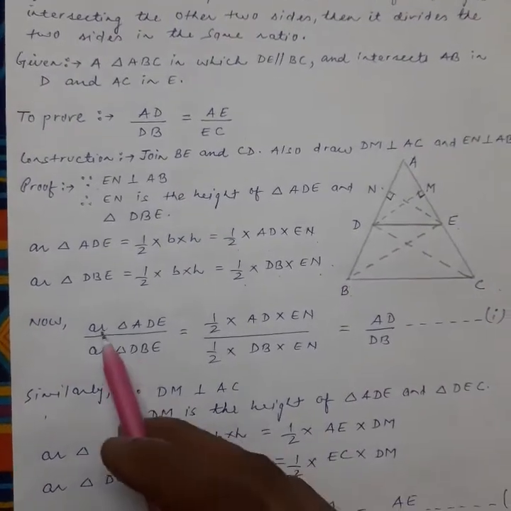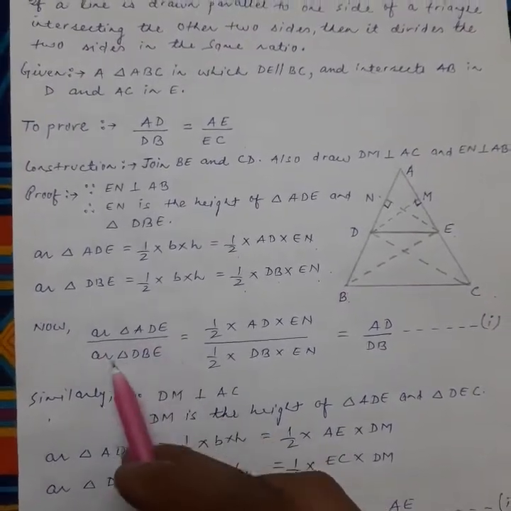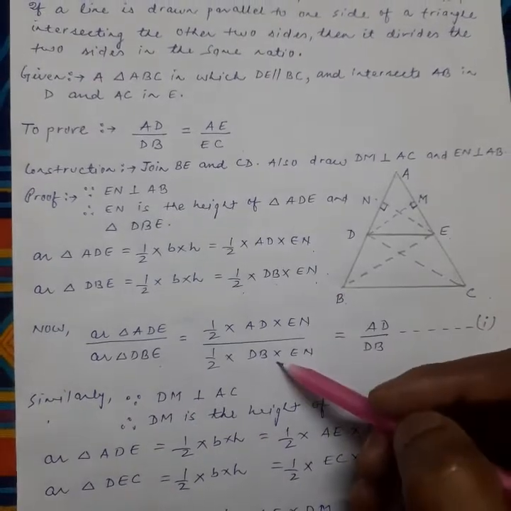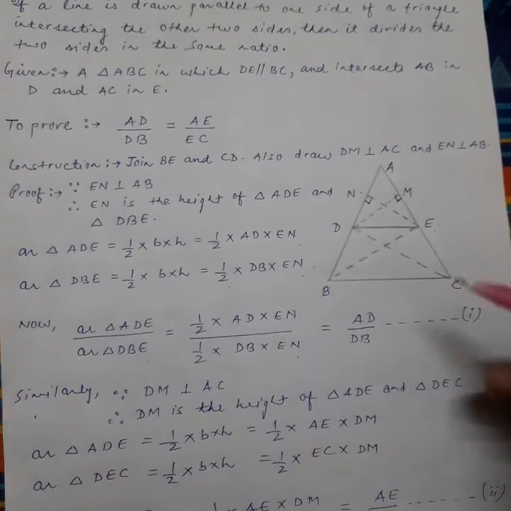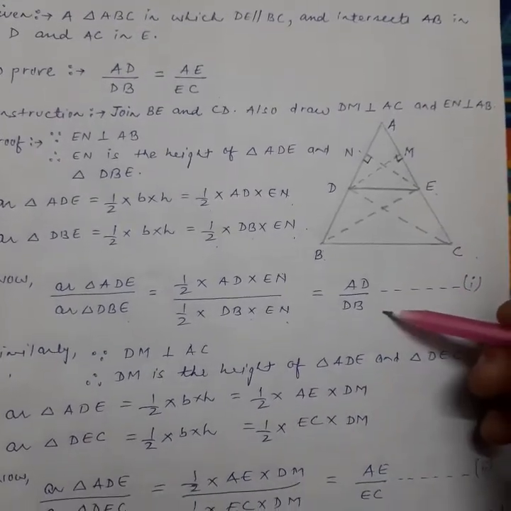That we will get area of triangle ADE by area of triangle DBE. Putting these values, half and half will get cancelled out, EN and EN will get cancelled out, so the remaining will be AD by DB.